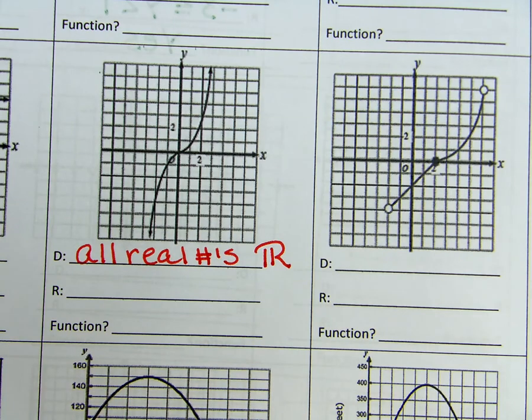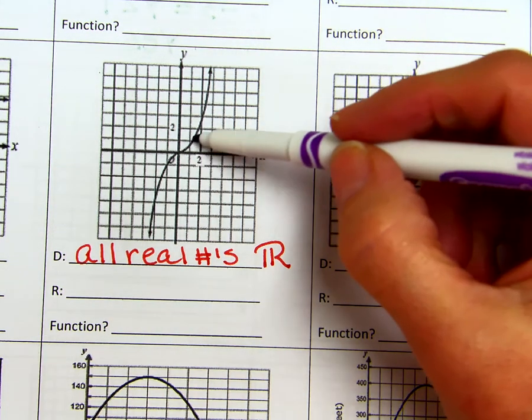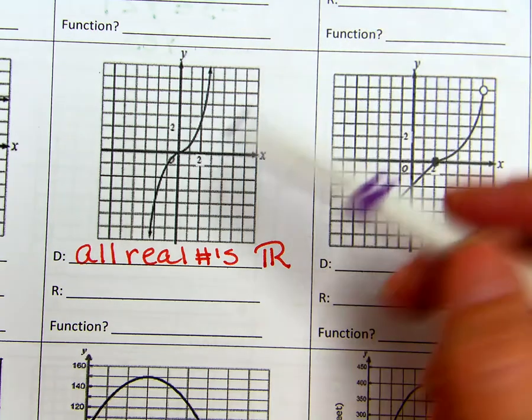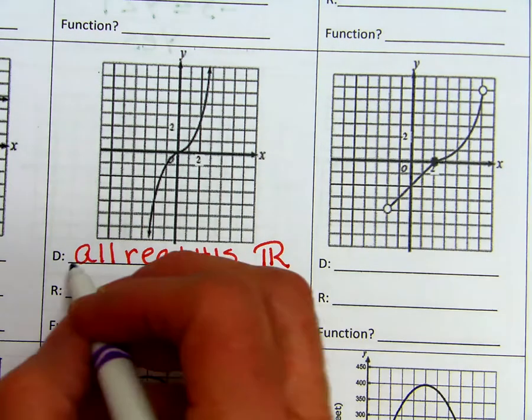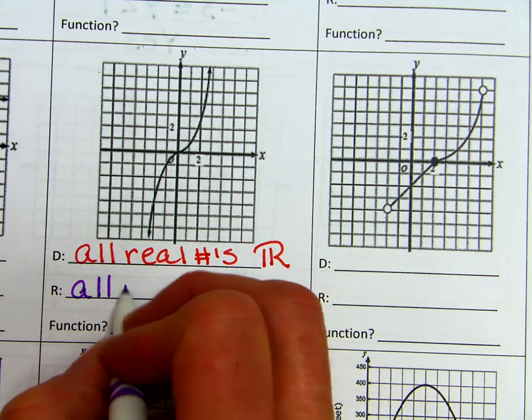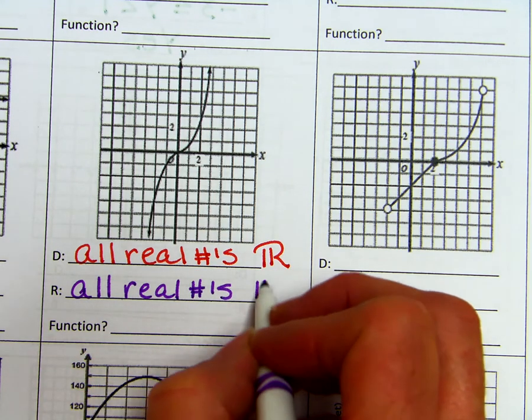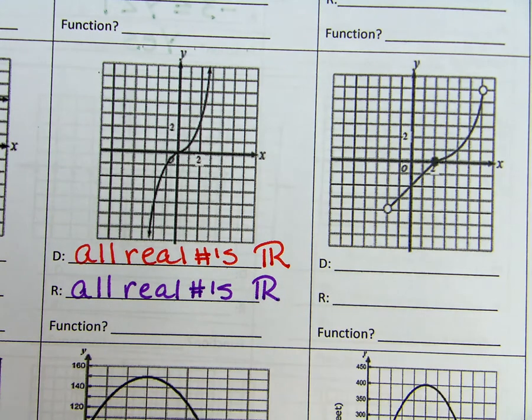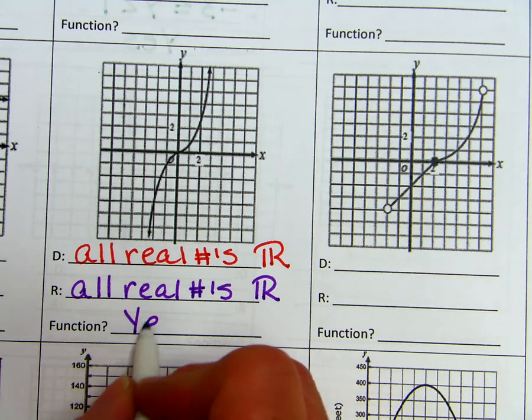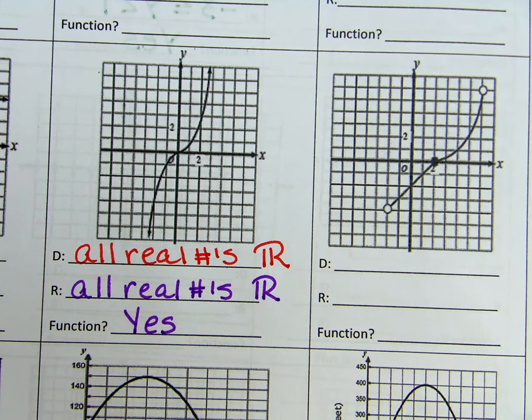We have the same situation with the range. This graph on the right-hand side will continue up. On the left-hand side will continue down. So we have all real numbers as well for our range. And is this a function? Yes, it is. This is actually the cubic function.